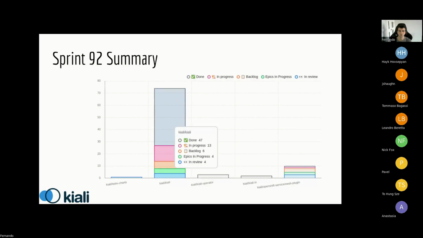So let's start with a summary of the current Sprint 92. As you can see, most of the work has been committed into the core Kiali repository. 47 issues have been done. We have 13 in progress, 6 in the backlog, 4 epics in progress, and 4 in review. Probably some of the in progress and backlog will be moved to the next sprint. Apart from this, there has been some activity in the OpenShift service mesh plugin and small changes in the Helm chart, Kiali operator, and Kiali.io repositories.